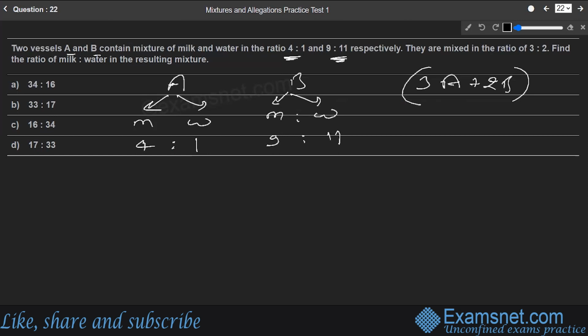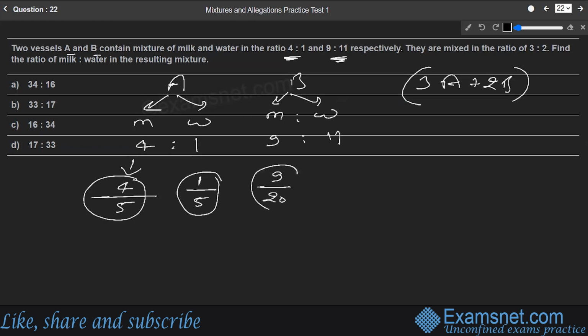So let us find out the individual milk and water parts. Milk part in the A quantity will be 4 divided by the sum of ratio terms, that is 5, so 4 by 5. Similarly, water part in the A quantity will be 1 divided by 5, so 1 by 5. Milk part in the B mixture will be 9 divided by the sum of ratio terms, 9 plus 11, which is 20. And water part in the B mixture will be 11 divided by 20.